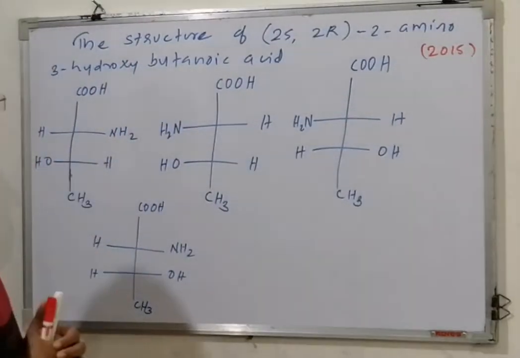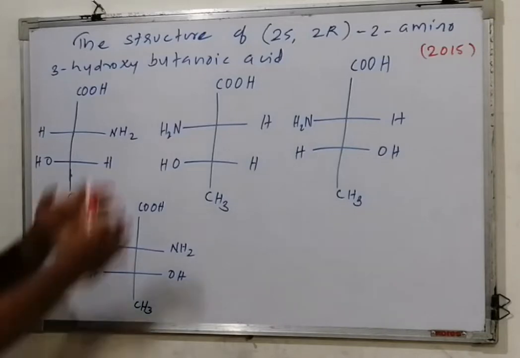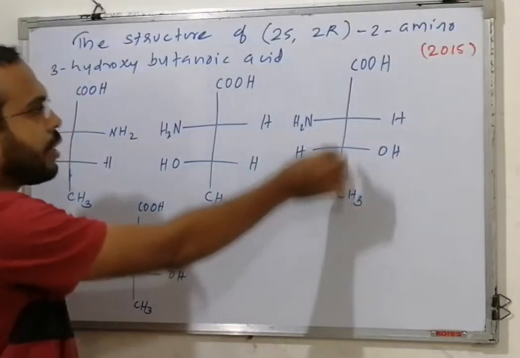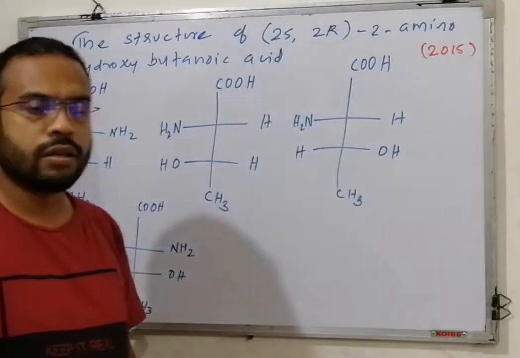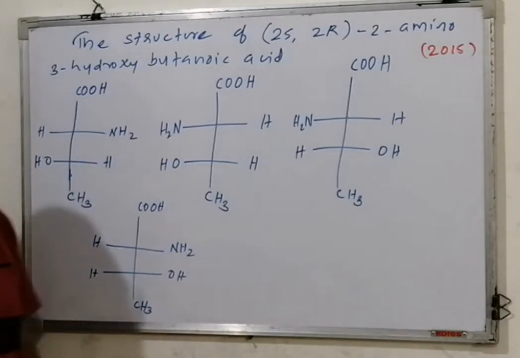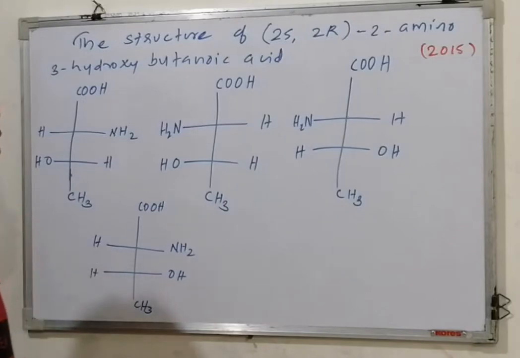I just selected this one. The structure of 2S,3R-2-amino-3-hydroxybutanoic acid. Okay, you know this is called the Fischer projection. How do you name the Fischer projection? In the Fischer projection, the vertical line is the parent carbon chain. And the topmost group will be the highest priority group.